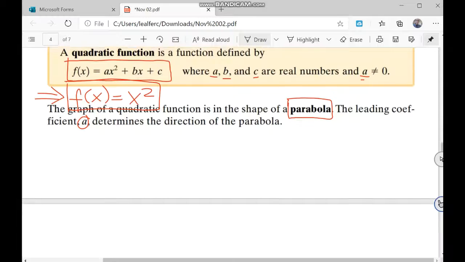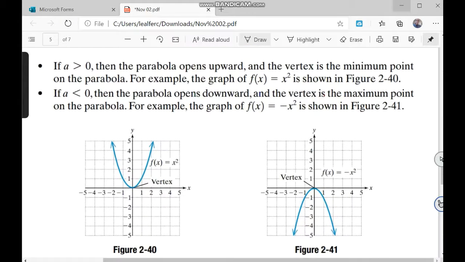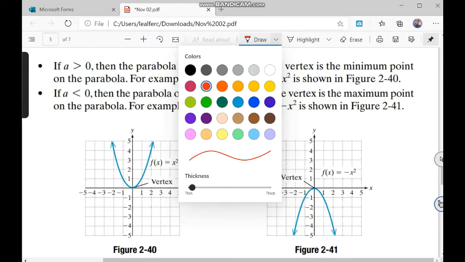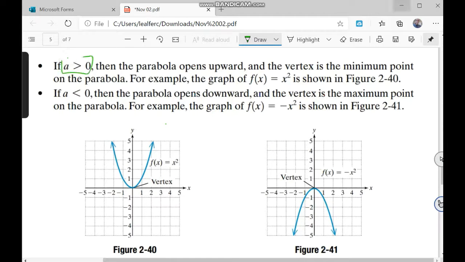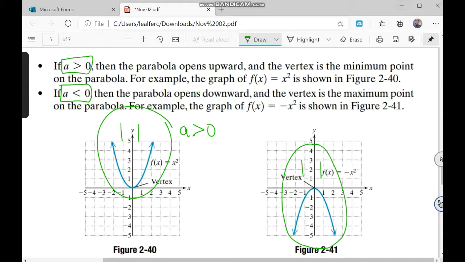What does it mean? If you have a greater than 0, let me use green, you're going to have the parabola pointing up. This one here. You can say it's a smiley face. If a is greater than 0, you have a smiley face. The opening of the parabola is pointing up. And if you have a less than 0, that means a negative, you're going to have a sad face. This one here is a less than 0. The opening of the parabola is pointing downwards.